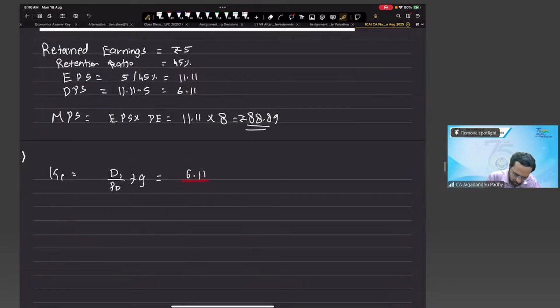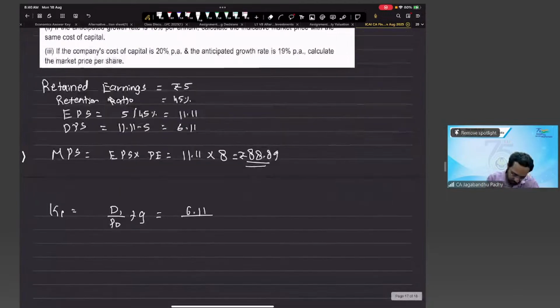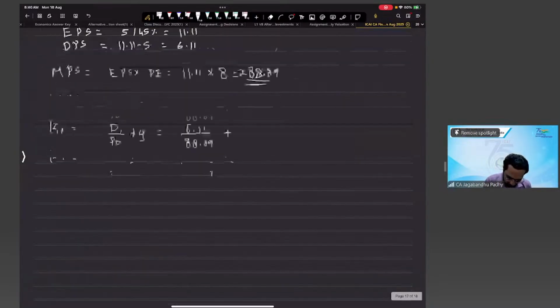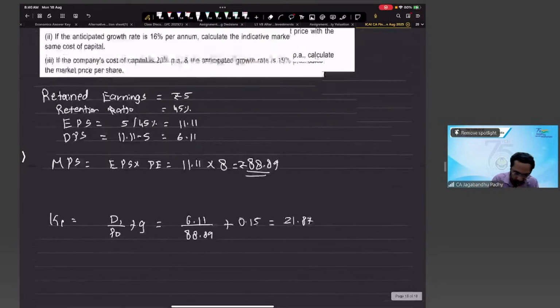So it is 6.11 upon P0. So price is what we got as 88.89 plus a growth rate. So growth rate is 15%, 0.15. So what is this K? Given the value of this K, guys? 21.87. That's your K.